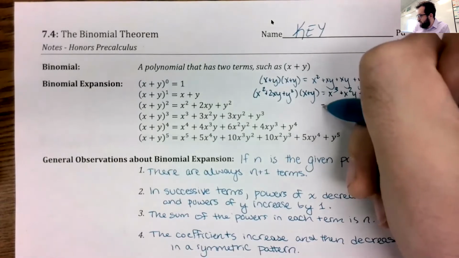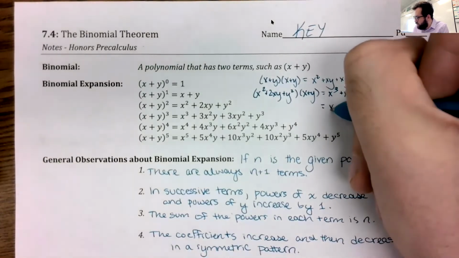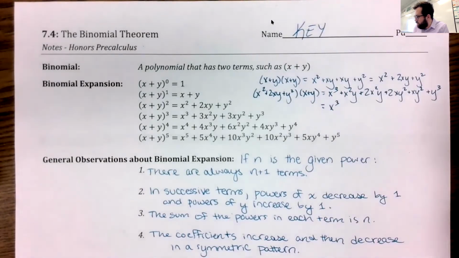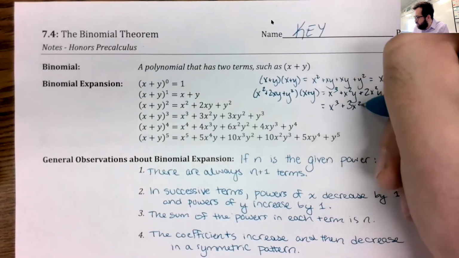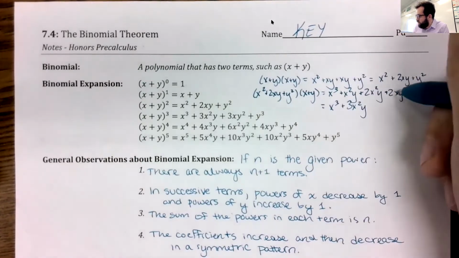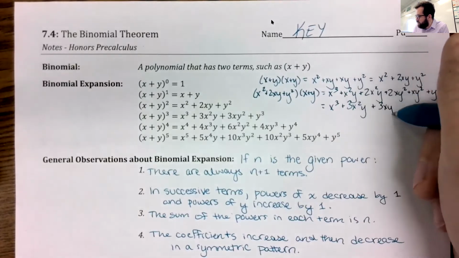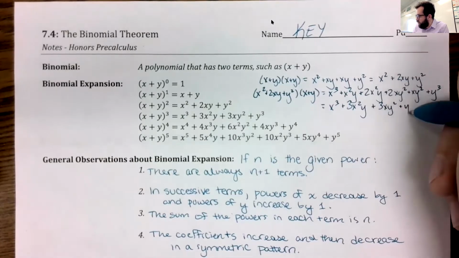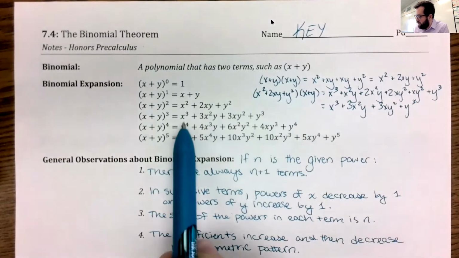If we combine like terms and put that into standard form, we're going to end up with x cubed. We have x squared y plus 2x squared y, so it's going to be plus 3x squared y. We have 2xy squared plus xy squared, so it's going to be plus 3xy squared, and then plus y cubed. And you should be able to see that that matches exactly what's written down here.